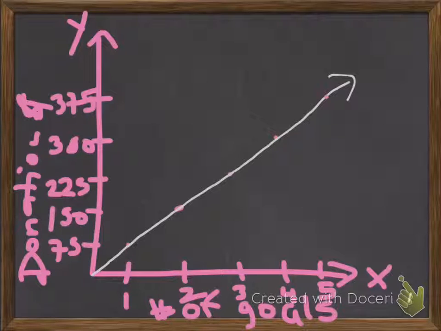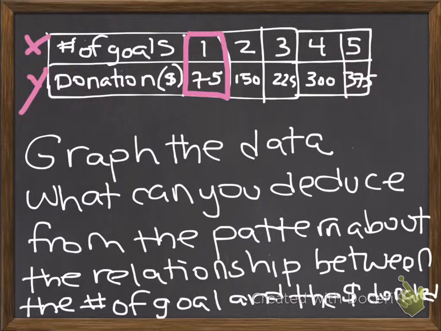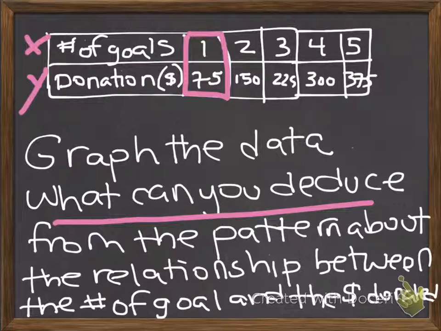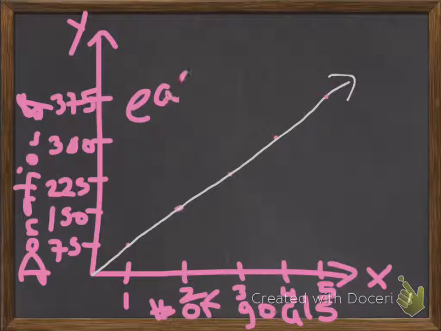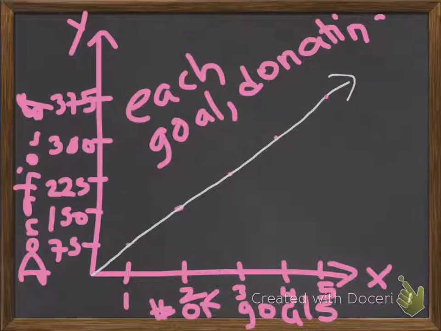Now, if you think about the graph and the table of values, we need to think about what we can deduce from the pattern about the relationship between the number of goals and the money donated. Well, we can look at each goal. It looks like you're getting $75. So that's what we can deduce from the pattern. Each goal is donating $75.